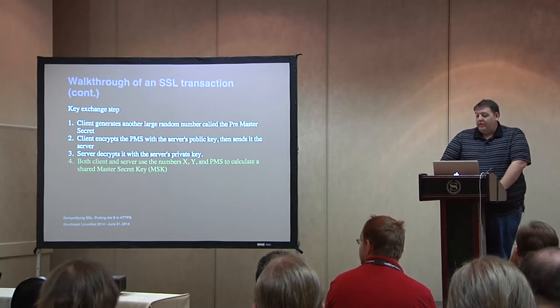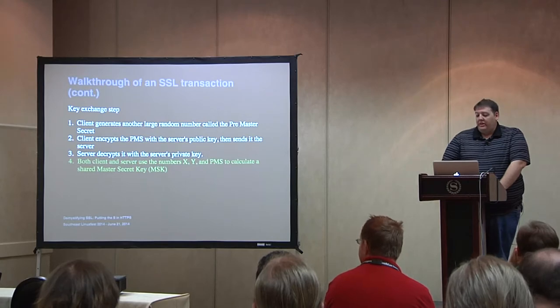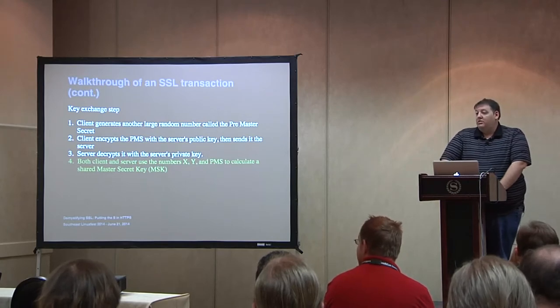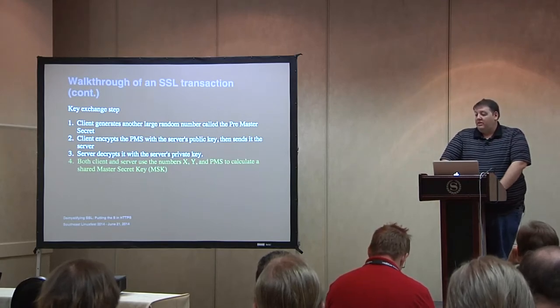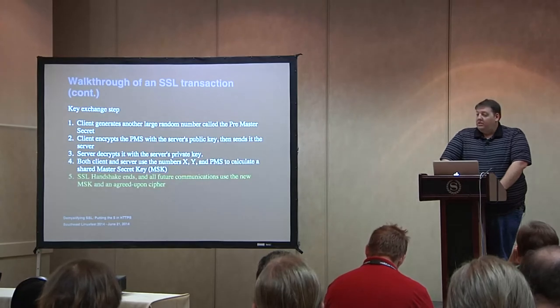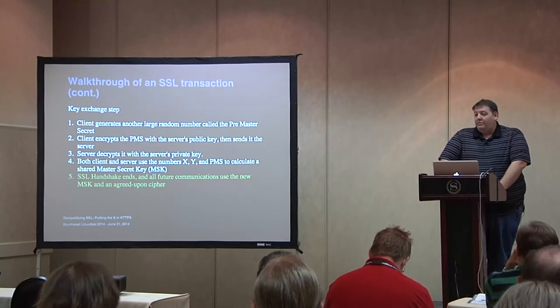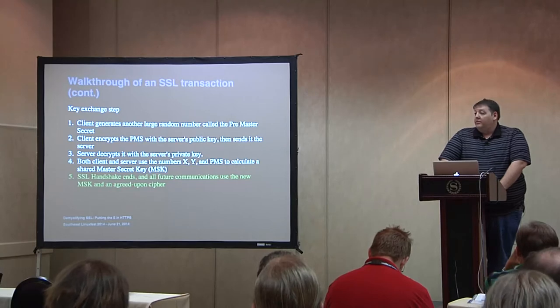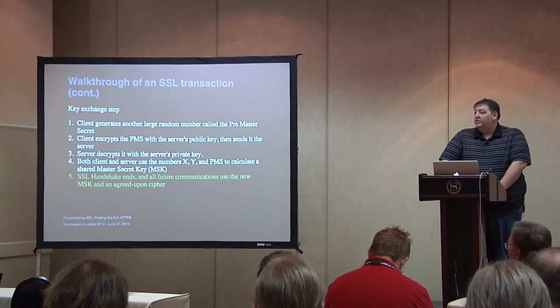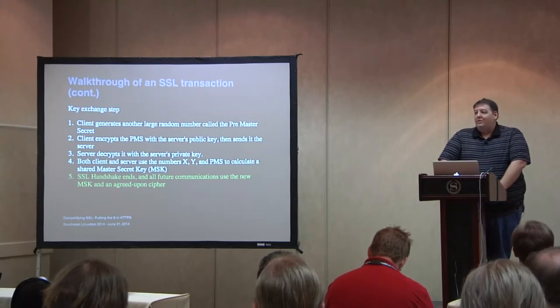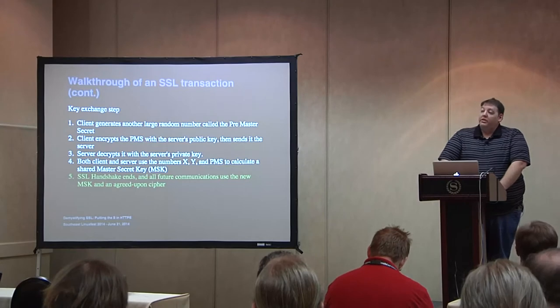Using a well-defined algorithm, both of them use these three numbers to calculate a master secret key, which is used for the rest of the SSL transaction. At this point, we are done with the asymmetric cryptography phase of the SSL connection, and we're going to drop down to using the far more efficient stream ciphers. We'll use the master secret key to generate other numbers, and again, they are well-defined algorithms, and they're a little bit dry and long, and so we're not going to go into those here.